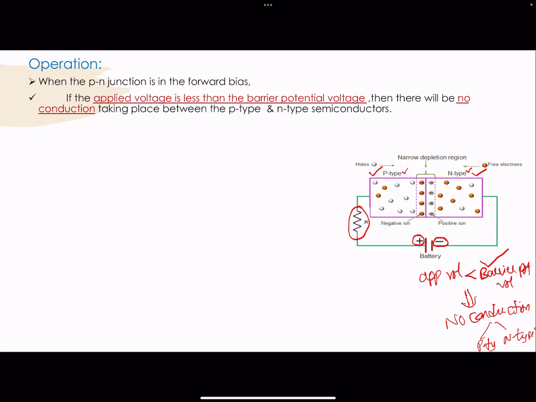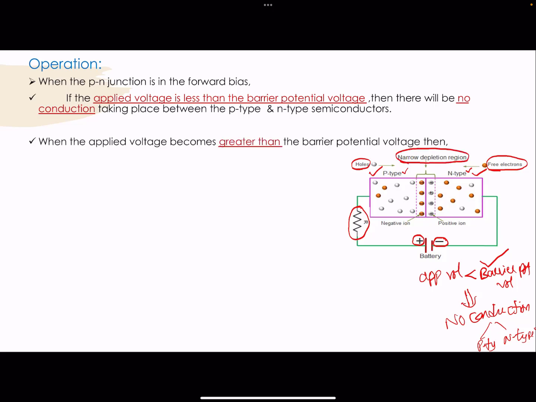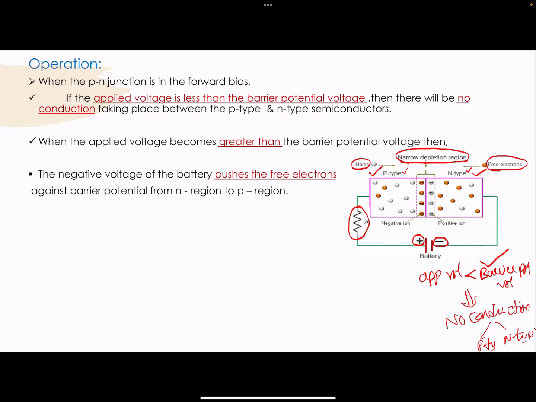This is the P-type semiconductor and this is the N-type semiconductor. So we know that in the case of the P-type semiconductor, the majority charge carriers are the holes, whereas in the case of the N-type semiconductor, the majority charge carriers are the free electrons. And this is the depletion region between the P-type and the N-type semiconductor. Now when the applied voltage becomes greater than the barrier potential voltage, then the negative voltage of the battery pushes the free electrons against the barrier potential from the N region to the P region.